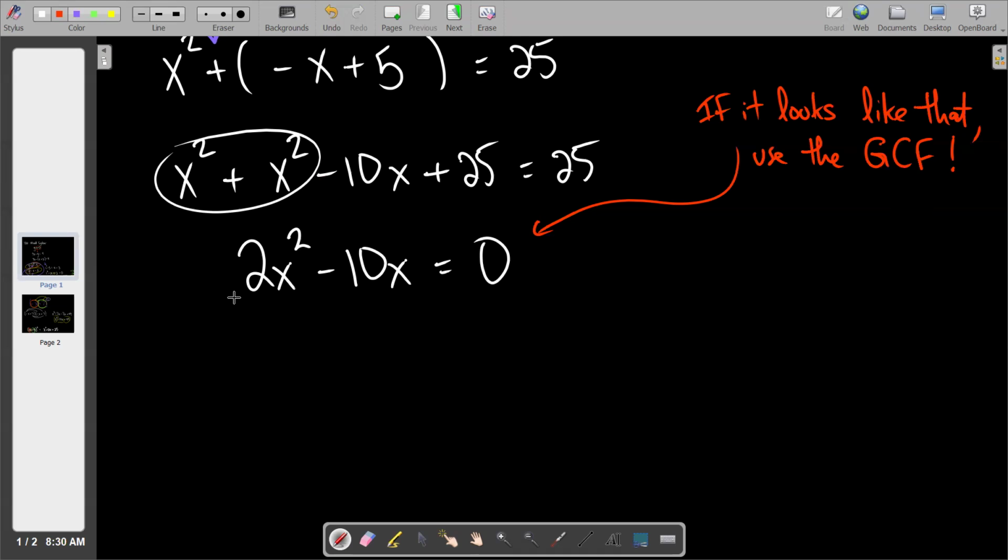What can you pull out of 2x squared and 10x? You can pull a 2, and you can also pull an x. That's the greatest common factor of them both. And what does that leave behind? x minus 5. All the x came out of the second one, and one of the x's came out of the first one, leaving us with this. So what we have now is a red factor and a white factor.